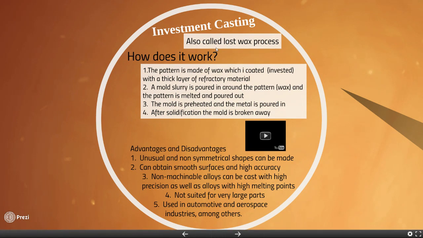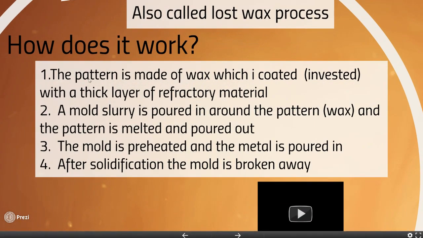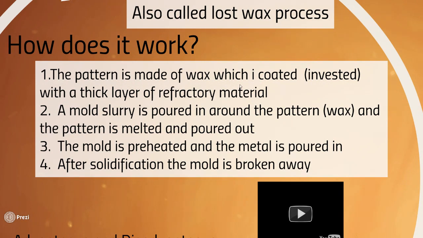Now, this is also called the lost wax process. You remember we had evaporative casting called the lost foam process. And so obviously what will happen in this case is that you'll be using wax and then the wax is going to go away. So exactly how does it work? Well, you initially have a pattern that is made of wax, and that is typically done by a die casting process. So plastic injection molding, which is a die casting process.